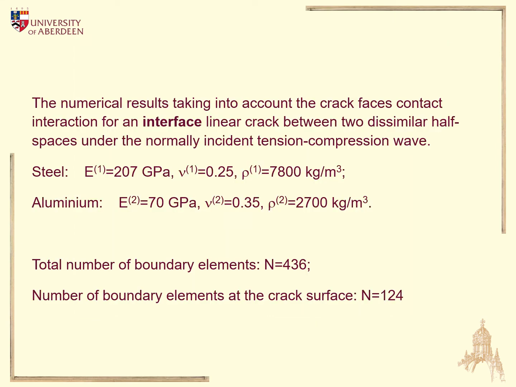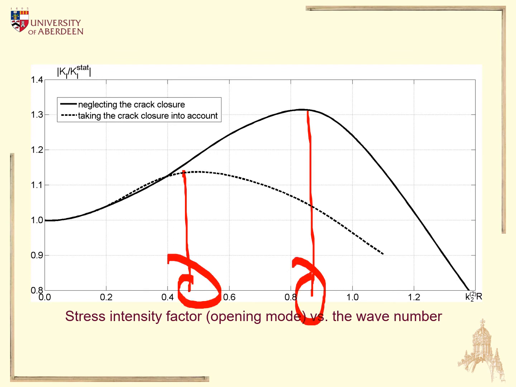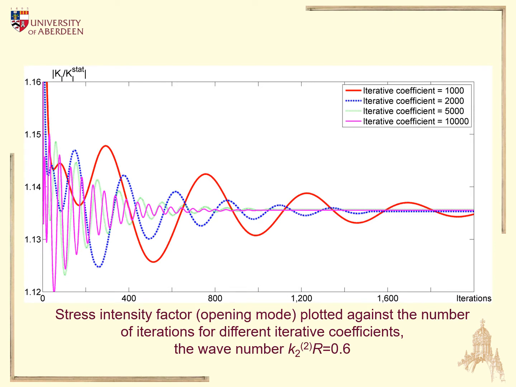Now, for interface crack, for example, for crack between steel and aluminum materials, you would have very similar distributions of stress intensity factors. Huge difference in maximums and the appropriate difference in frequencies. That's the solution for normal opening mode, and we have a similar picture for shear mode, depending obviously on the appropriate friction coefficient. It's possible to analyze the convergence of the solution with respect to different iterative coefficients in the Uzawa algorithm.